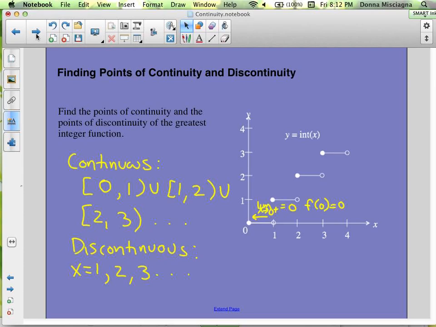Because the limit as x approaches 0 from the right does equal the value of the function: the limit as x approaches 0 from the right is 0, and f of 0 is 0. That would be true for 1 and 2 and 3 on the left-hand side. But on the right-hand side, not so much; we're not continuous as we come from the right. So at all the integers, 1, 2, 3, 4, and so on, it's discontinuous.